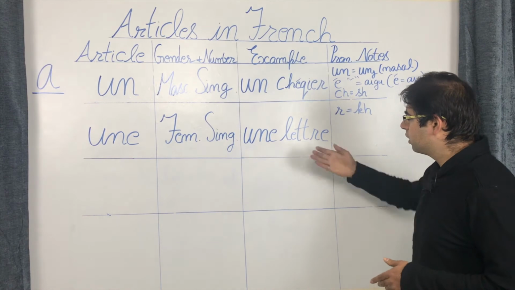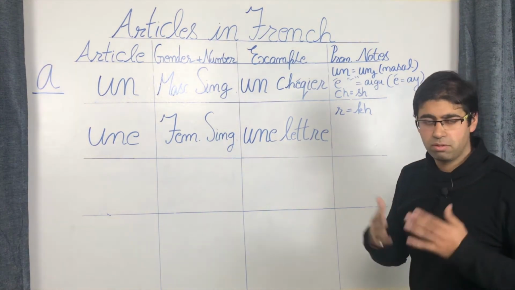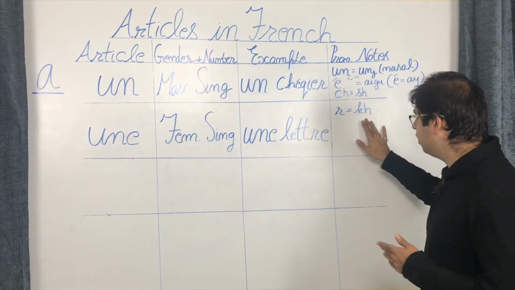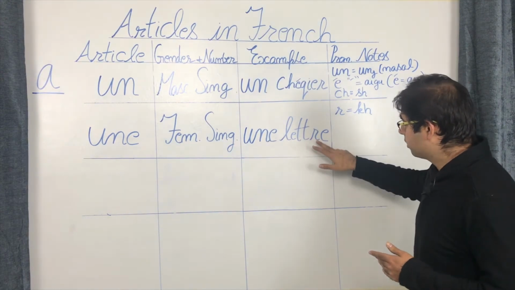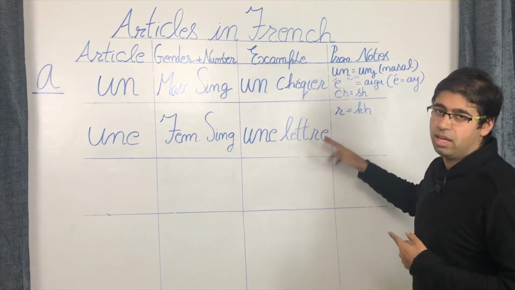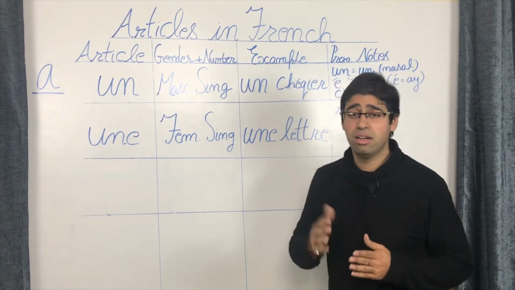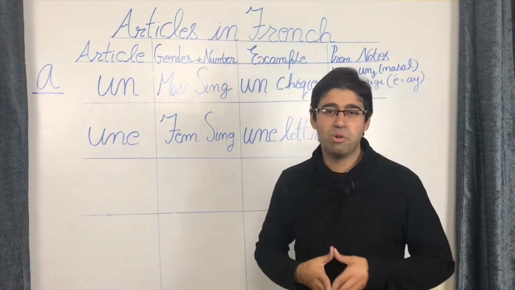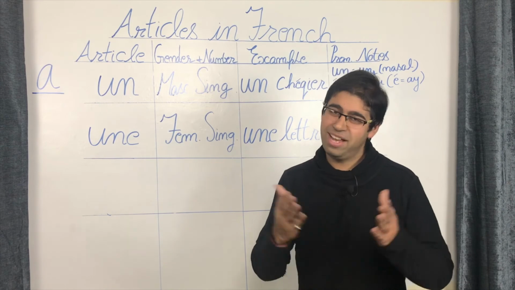Une lettre, nothing much in the name of pronunciation notes over here. We've already discussed that the R gets a harsh throaty sound of kh, hence I'm using that sound over here, and we end up with une lettre. And that is the article une for all the feminine nouns in French. We finally move on to the articles some and any. Let's go.